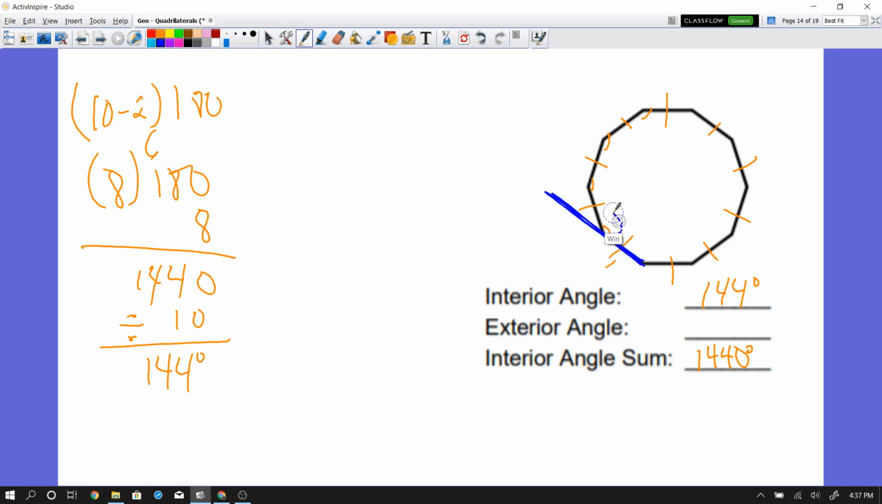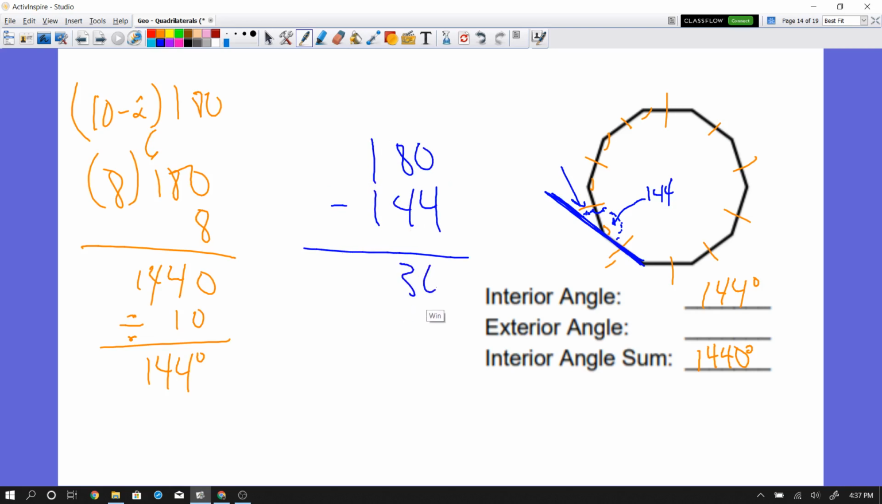No, but we do know supplementary because we know a straight line makes that. So if we know that this one's 144, how the heck are you going to figure out this one in here? Well, you know it's an acute angle. It looks awful acute because the other one's obtuse. Supplementary angle, acute plus obtuse. So 180 minus 144 should give you 36. So each exterior angle is going to be 36 degrees.